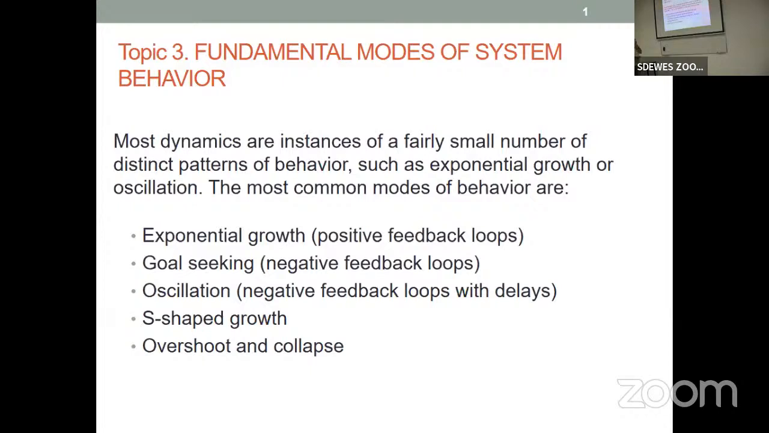So the most common modes of behavior we are going to check is the exponential growth. We have already seen this exponential growth with one loop, going to infinity. This is a consequence of a positive feedback loop. The goal seeking is when the system goes to a certain equilibrium, and usually is a consequence of a negative feedback loop. This is a balancing loop or equilibrium loop, as you want.